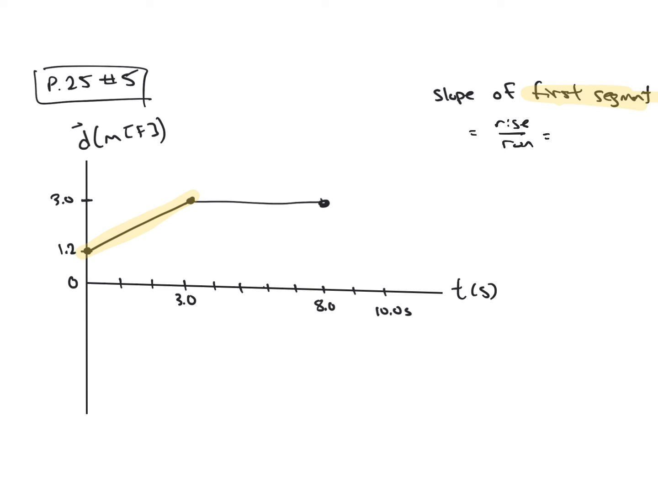Which gives a rise, since I made the values 1.2 and 3.0, well, 1.2 was given, I made the second value 3.0. The rise is 1.8 meters forwards, and the run is 3.0 seconds. So dividing that gives 0.60 meters per second forward. Therefore, the slope of my final segment has to be half of that, because the question wants the bear to back up at half the speed.